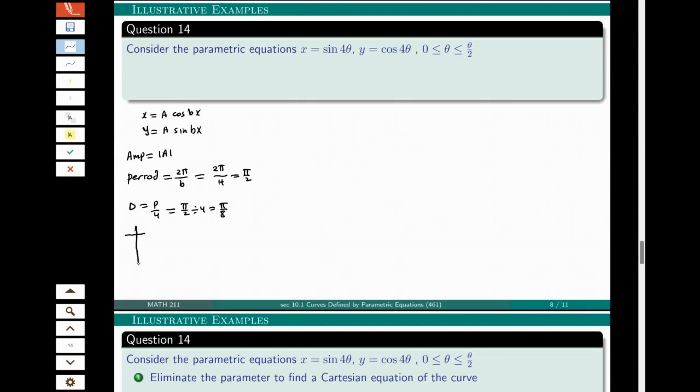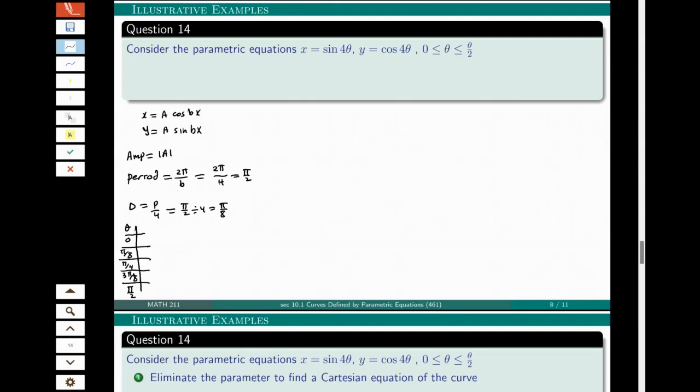So our key points will be the values of theta. We will select first 0, then pi over 8, then 2 times pi over 8, then 3 pi over 8, and 4 pi over 8, which is pi over 2.